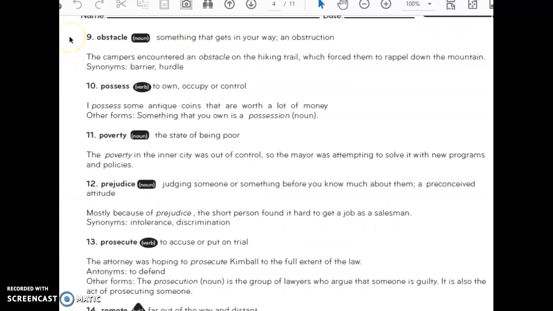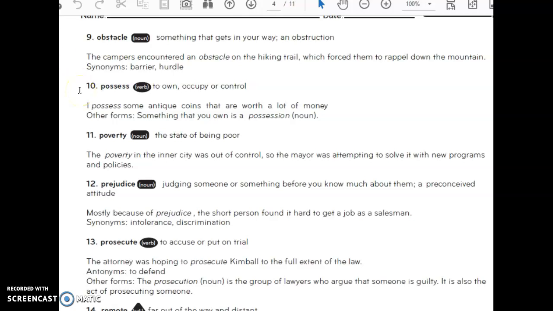Number 9, an obstacle is something that gets in your way. It's an obstruction. The campers encountered an obstacle on the hiking trail, which forced them to rappel down the mountain. So synonyms, barrier or hurdle.